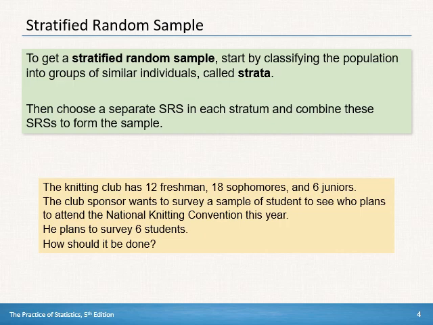And then if we move on to sophomores, there's 18. That means 1/2 of our population is sophomores, so 1/2 of our sample should be sophomores. So 1/2 of 6 is 3. We do a third SRS, just of sophomores, and we get 3 sophomores. So we'll have 1 junior, 2 freshmen, and 3 sophomores.